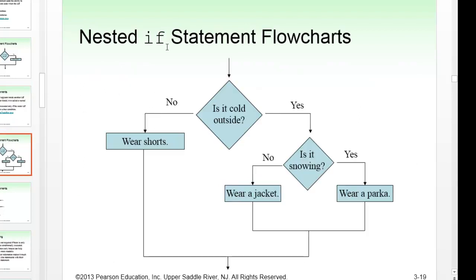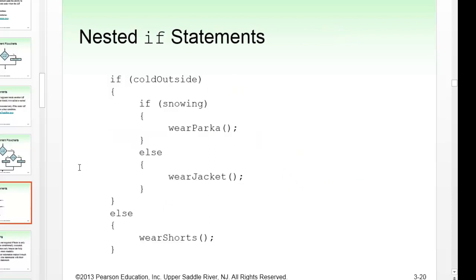So this is what a nested if statement flowchart might look like. You have the outer if statement, which is, is it cold? If it is not, then you just wear shorts and then go away. But if it is, then there's another if statement inside of that code block. In this case, it asks another question, is it snowing? If it is not, wear a jacket. If it is snowing, wear a parka, and then continue on your way. So this is a nested if statement.